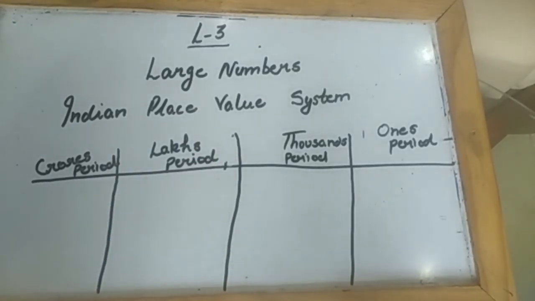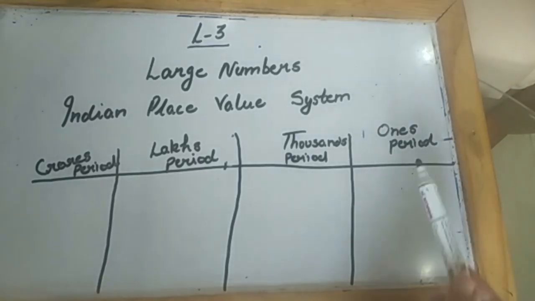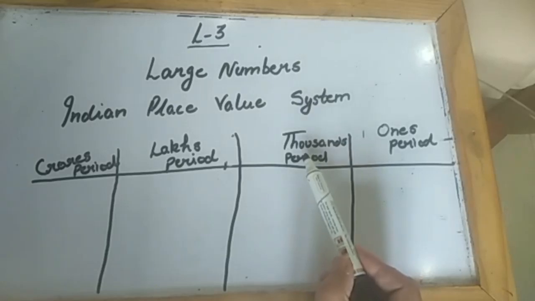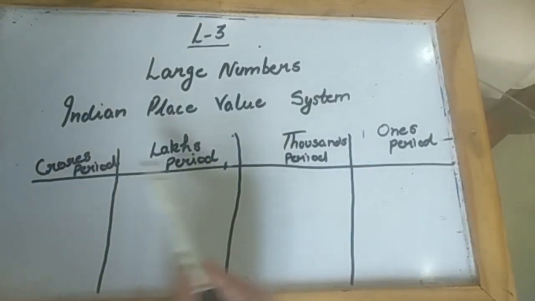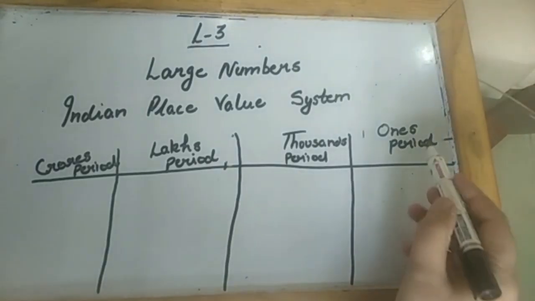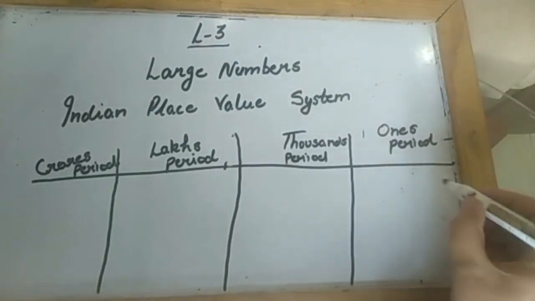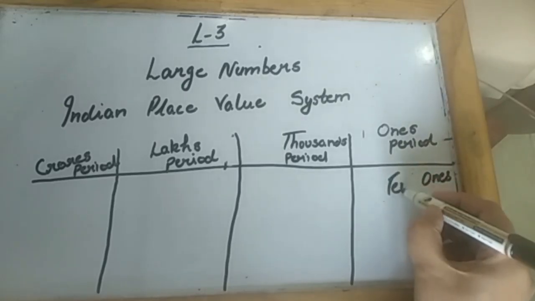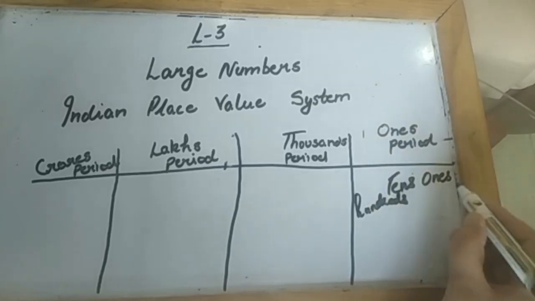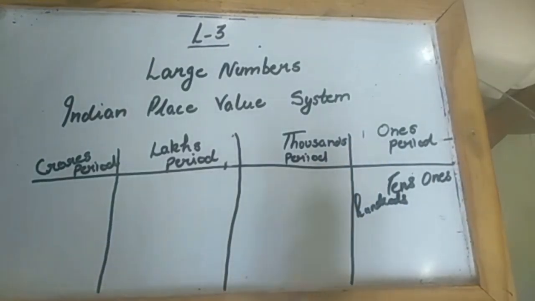The Indian place value system is divided into periods. Like we have ones period, thousands period, lakhs period, crores period, and so on. In the ones period we have 3 place values, that are ones, tens and hundreds. So we have 3 place values in the ones period.